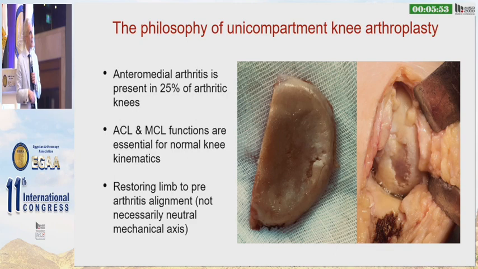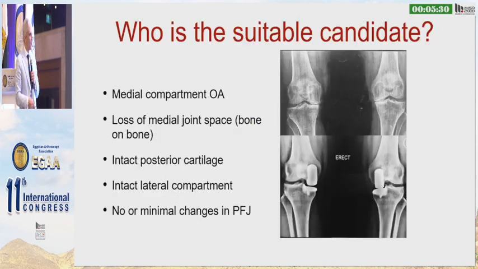And this is perhaps related to the kinematics, perhaps related to the loss of ACL and MCL function. But in unicompartmental knee arthroplasty, you are preserving the ACL, you are preserving the MCL. In fact, they are prerequisites for patient selection. Around 25% of patients with knee arthritis have only anteromedial osteoarthritis, and I think this is the place for unicompartmental knee.